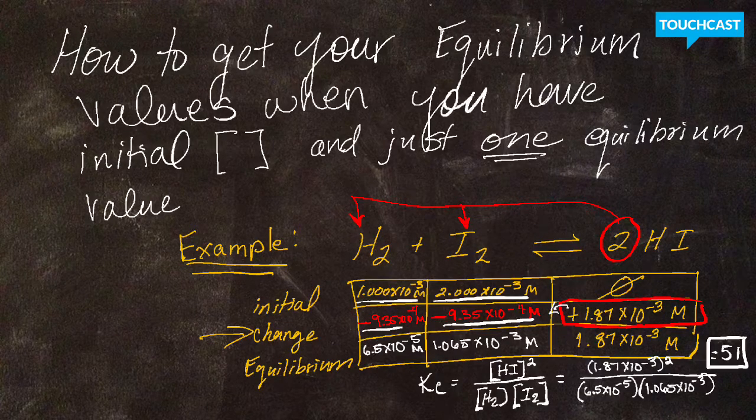And this is just like sample exercise 15.9 on page 643. Now I want you to notice that the value is larger than 1. So you really have to think about what that means. The numerator would be greater than the denominator, and the numerator are your products. So in this particular equilibrium, it looks like the products were favored.